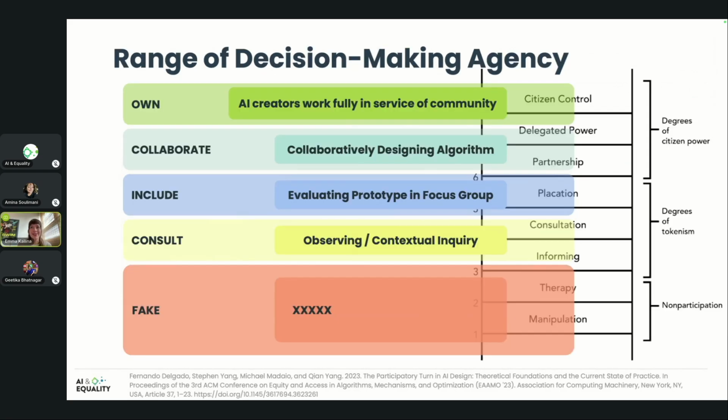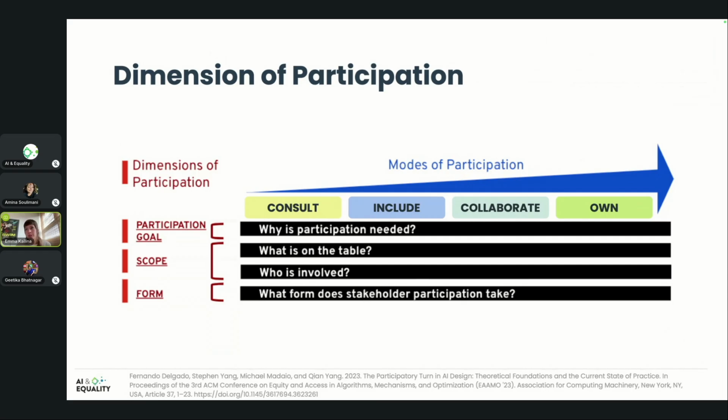And because I love this so much, we're going to look at this again. We ignore fake now, we just look at the top 4 ones. So there are these different modes of participation. Again, what we just discussed: consult, include, collaborate, own. And what is really interesting here is to look at the dimensions of participation. So what's the goal? Why do we need participation? The scope, which is what's on the table and who is involved. We talked about this a little bit earlier as well. So when do you start the involvement? Who do you include? And then there's the form. What form does the stakeholder participation take?